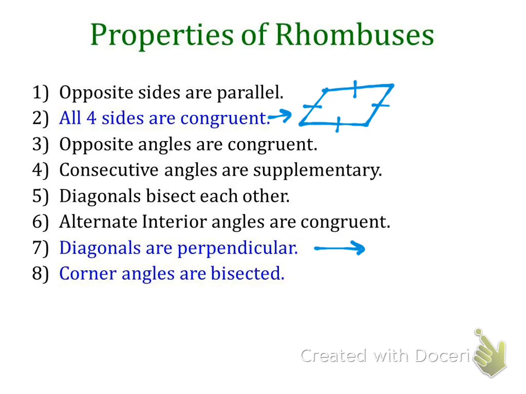Diagonals are perpendicular. So if we have a rhombus and we draw the diagonals, meaning corner to corner, by the way, you can still use your same color, so that means where they cross in the middle, we'll have a right angle. Diagonals are perpendicular. And then showing how corner angles are bisected.